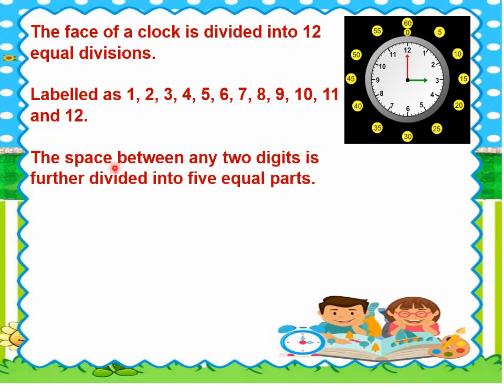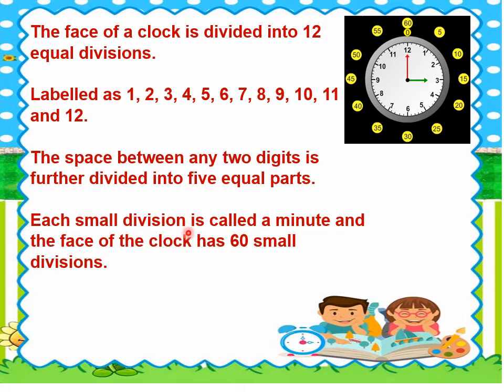The space between any two digits is further divided into 5 equal parts. Here we can see that between 2 and 3, how many equal divisions are there? There are 5 divisions. In the same way, between all numbers there are 5 equal parts.